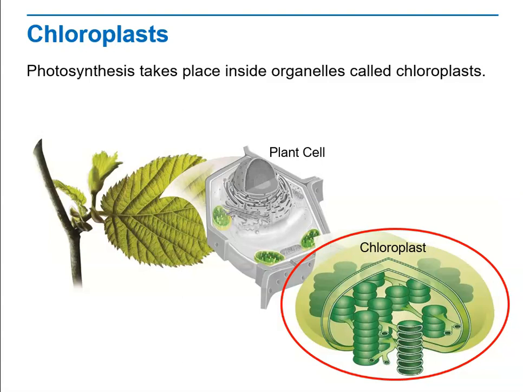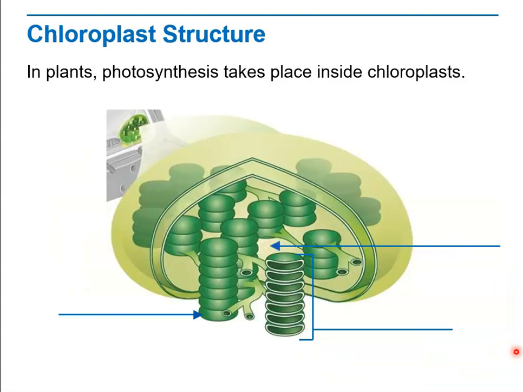We'll look at that in more detail later. For now, know that chlorophyll absorbs light except for green light. It doesn't absorb green light very well. Much of that light energy is transferred to electrons in the chlorophyll molecule, and then those high energy electrons make photosynthesis work. In plants and other photosynthetic eukaryotes, photosynthesis takes place inside the chloroplast. This is the structure of the chloroplast.